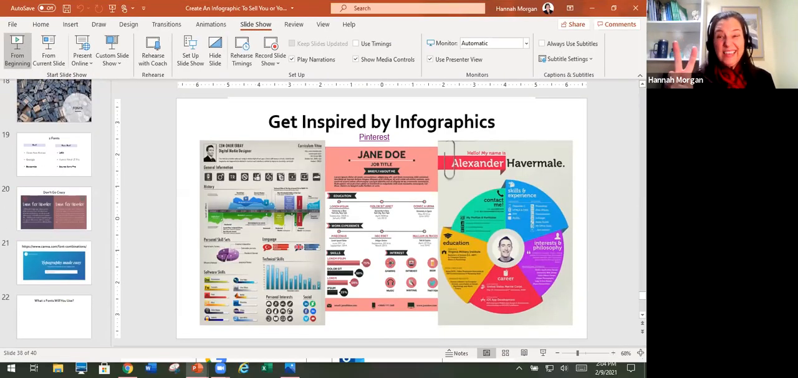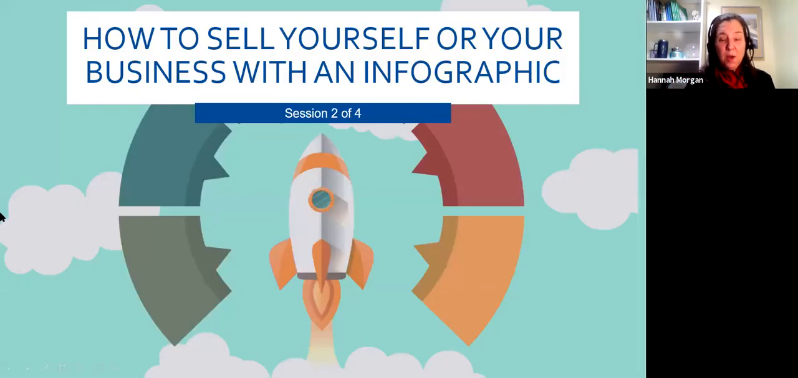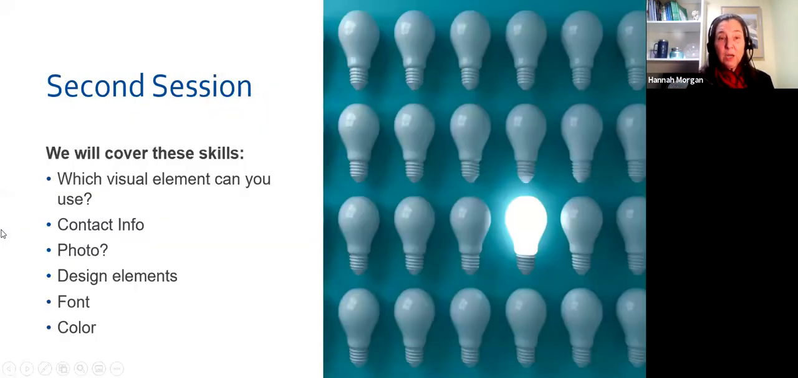Okay, so we're in session two. One of the things we're going to be talking about today is, we did all of that brainstorming of different skills and things that we wanted to possibly convey to somebody about us. So we're going to look at what are the different types of visual elements that I can use to convey some of these complex ideas that I want to simplify. And I'm going to talk about contact information, photo, design elements, font, and color.